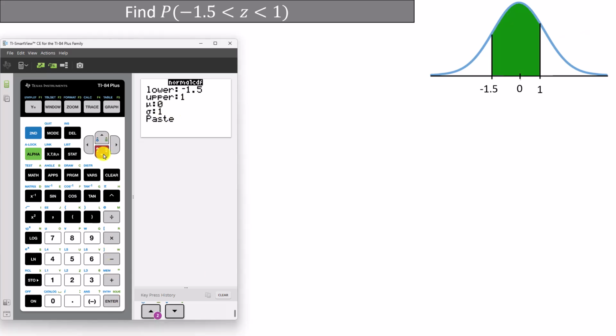If you go down to paste and press enter, you will get the way that the inputs will look on a TI-83 calculator or maybe an older TI-84. In that case, you should enter the values separated by commas, and the commas are right above the 7. Once you press enter, you will get the answer, which in this case comes to about 0.7745.